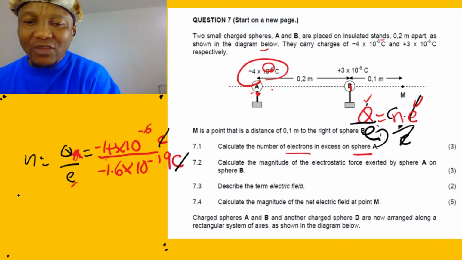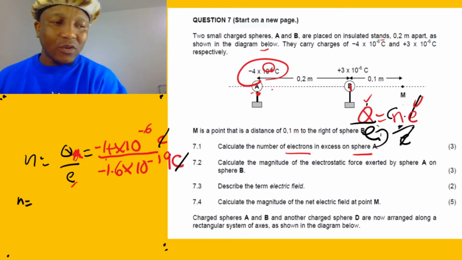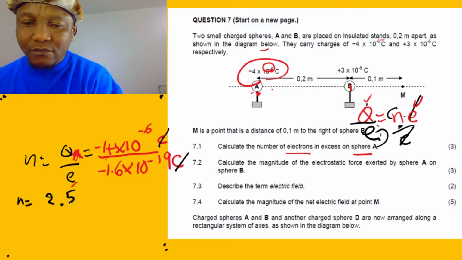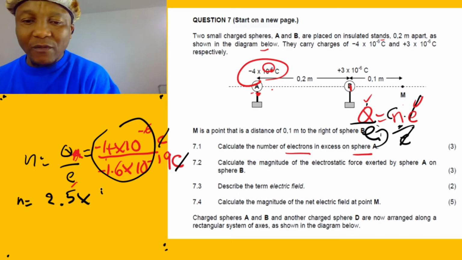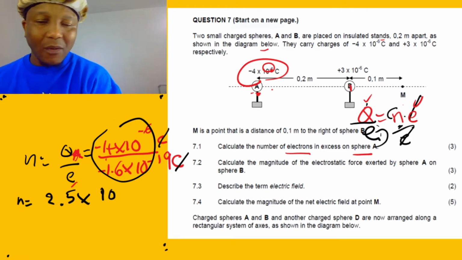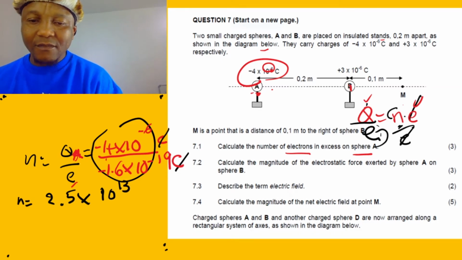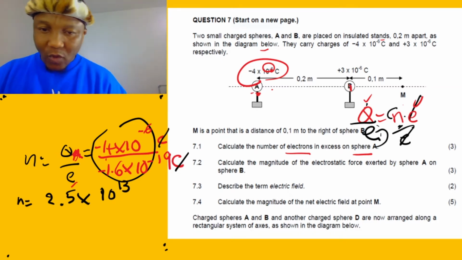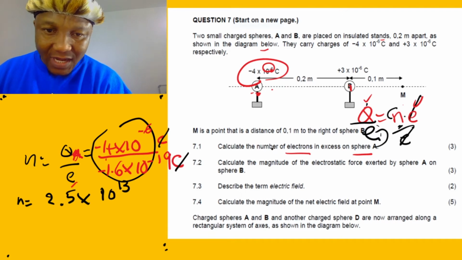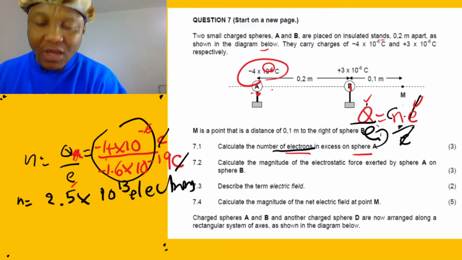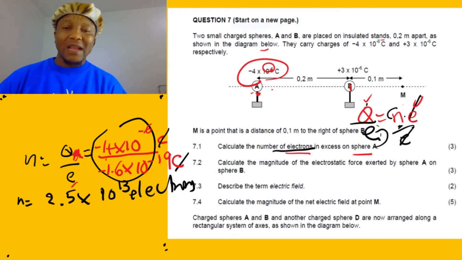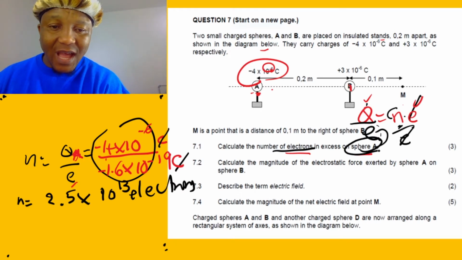If you plug it in the calculator, -4 times 10 power -6 divided by -1.6 times 10 power -19, it's going to give you the number of electrons equal to 2.5 times 10 power 13. These are electrons, because they say calculate the number of electrons. So this is the number of electrons in sphere A.